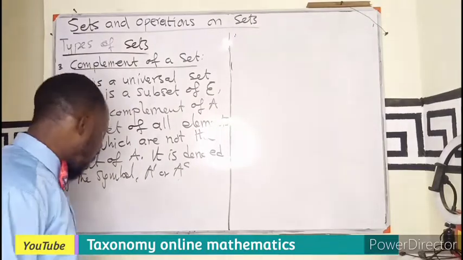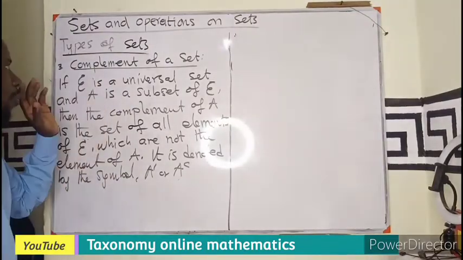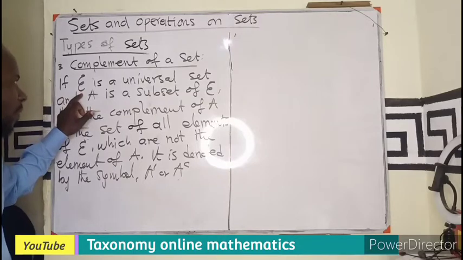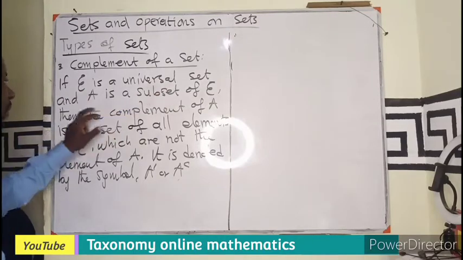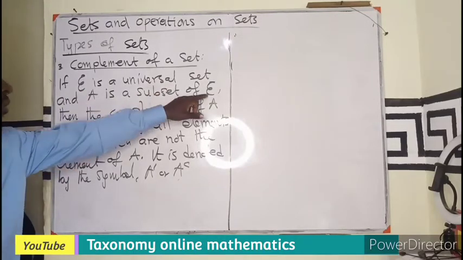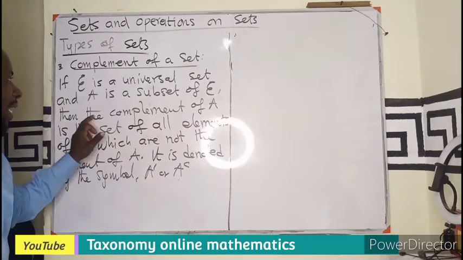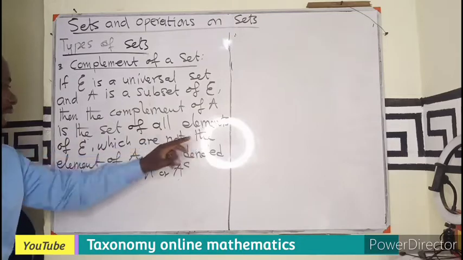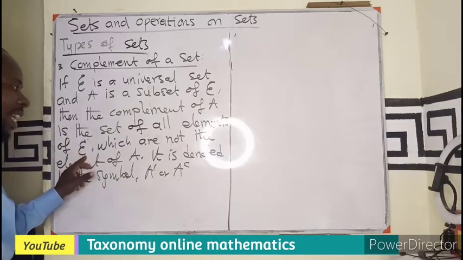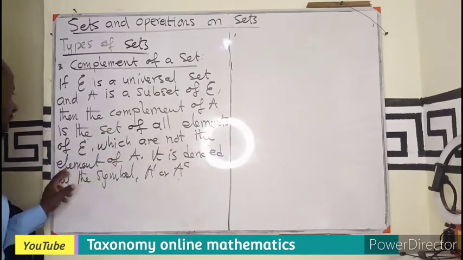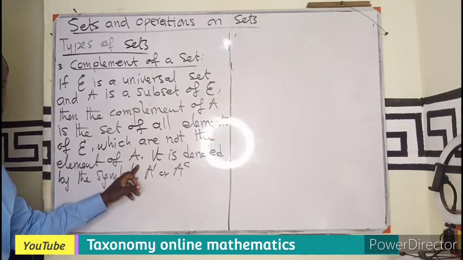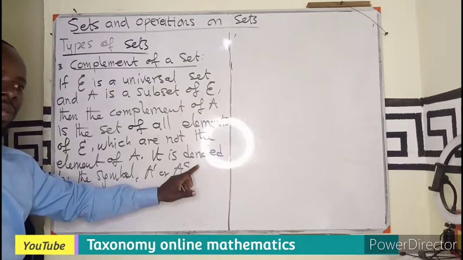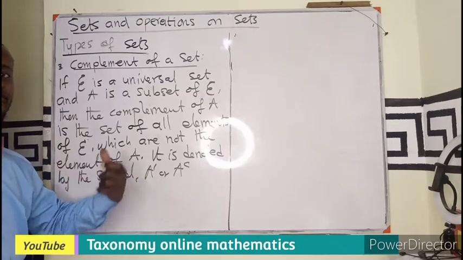So the third one, we have complement of a set. If E is a universal set and A is a subset of the universal set, then the complement of a set A is a set of all elements of the universal set which are not in A. We use the symbol A prime or A subscript C to indicate a complement.